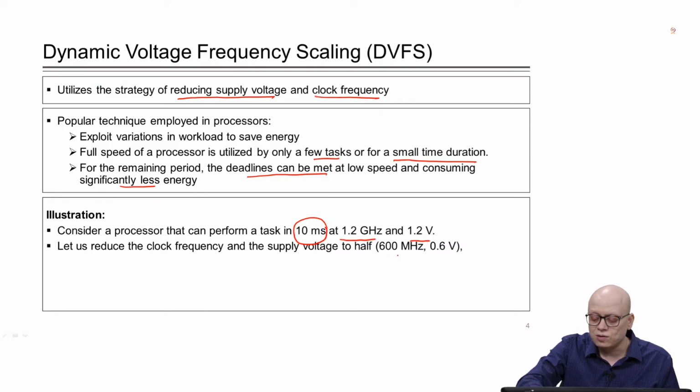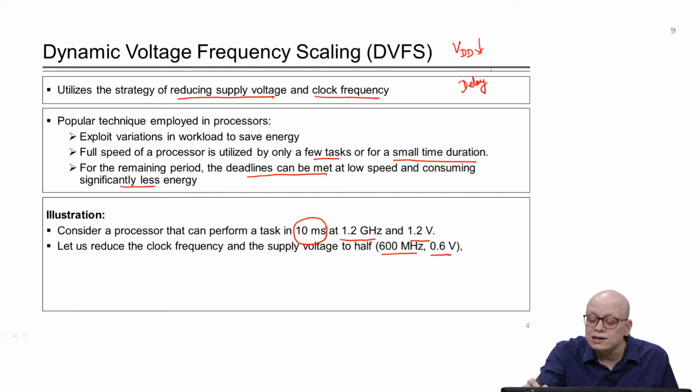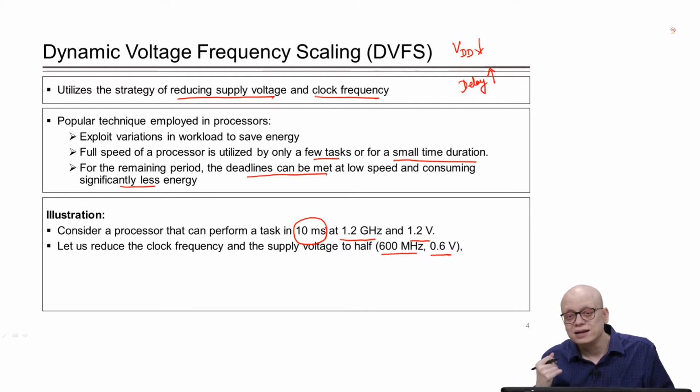So, we reduce the clock frequency from 1.2 gigahertz to 600 megahertz, that is we reduced it by half, and reduced also the supply voltage from 1.2 volts to 0.6 volts, right. Note that when we reduce the supply voltage in a circuit, then the logic gates, for example, CMOS gate inverter or AND gate, NOR gate and so on, the delay will increase, right, because the logic gate will require more time to charge and discharge the capacitors, and therefore the delay in general will increase, right.